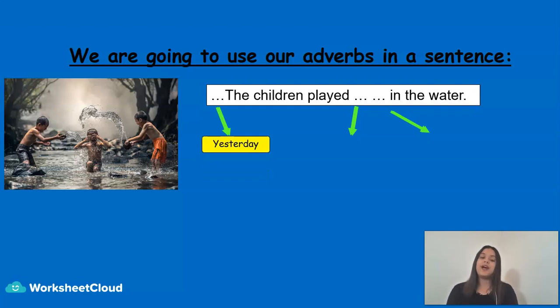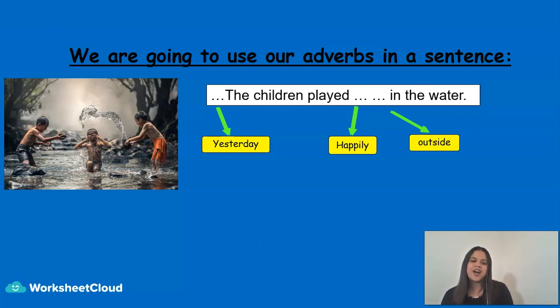Yesterday, I chose to go right in the front of the sentence. So now the sentence will read, yesterday the children played in the water. Right. So when we ask ourselves the question when, it will say yesterday the children played in the water. I added happily because the children look pretty happy playing over there. So yesterday the children played happily in the water. And the last word I used was outside. Yesterday, the children played happily outside in the water.